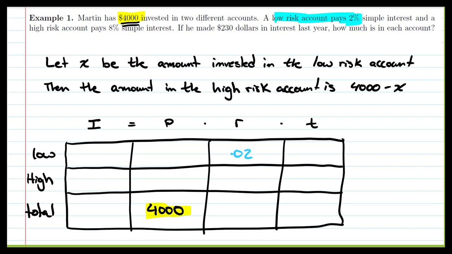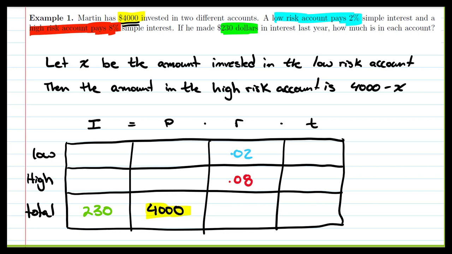And then we have our high risk account, which pays 8%. So as a decimal, that's going to be our high risk and its interest rate, so 0.08. And then if he made $230 in interest last year, well, that's not from the low risk, it's not from the high risk, that is the total, so that's going to go down here.